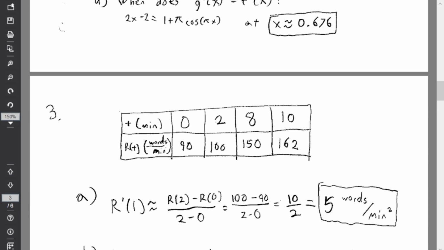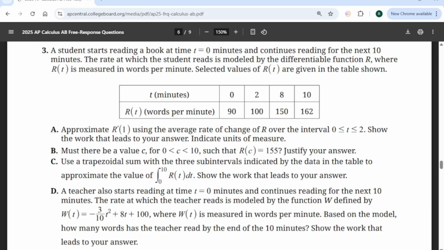That'll give us 100 minus 90 over 2 minus 0, which evaluates out to 5. And since r of t was in words per minute, then r prime should be in words per minute squared. And we want to make sure, because the question asked to indicate units of measure, that those units are there.